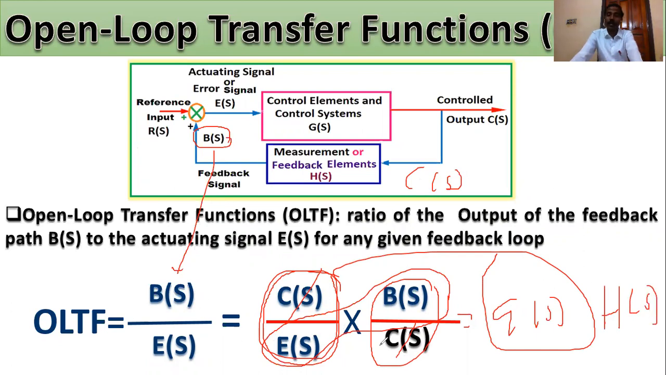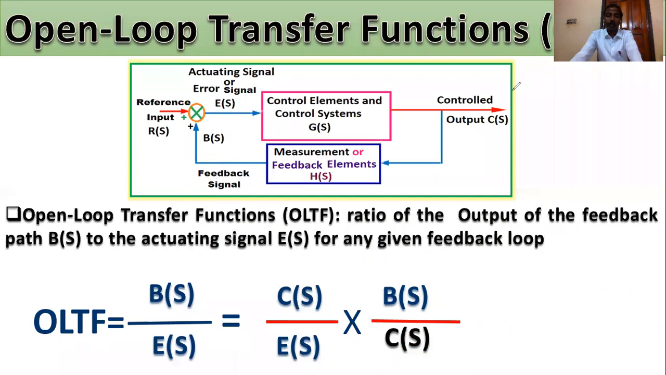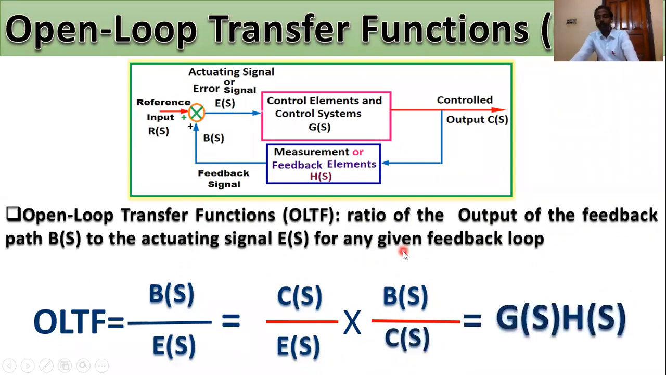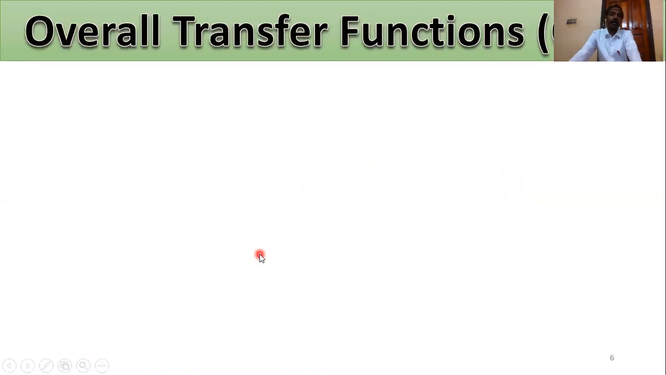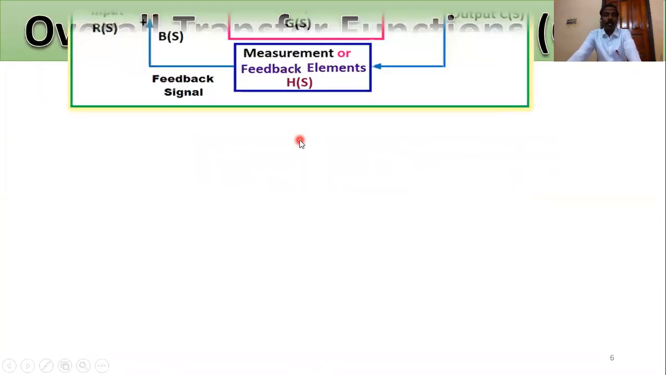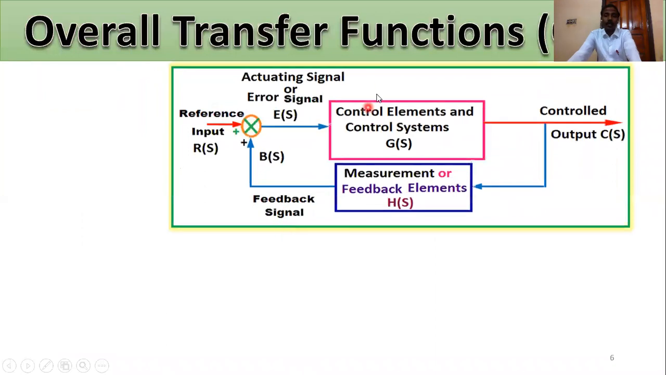Then the open loop transfer function equals the product of the forward path gain and the feedback path gain. G of S into H of S is called the open loop transfer function. Then the overall transfer function. This is actually our focus, our target. What is the overall transfer function?